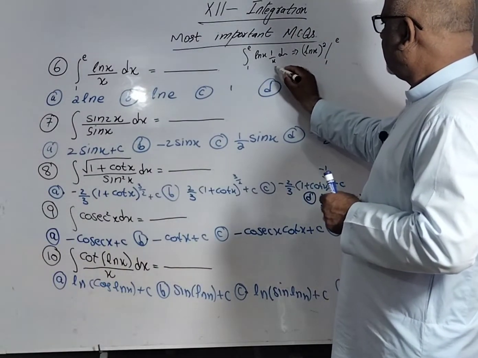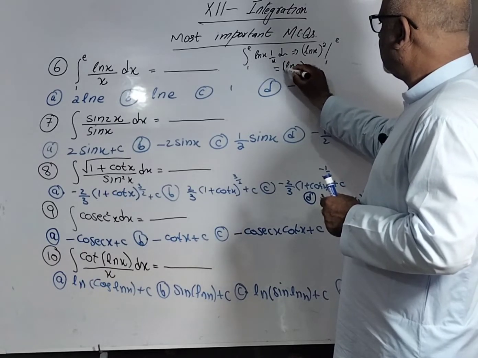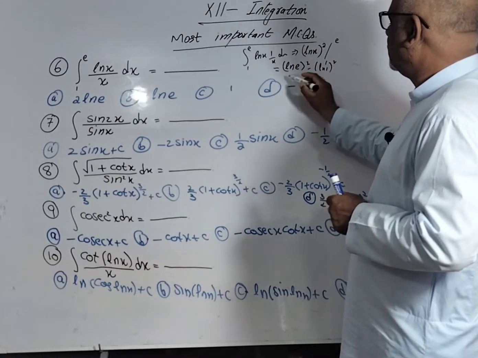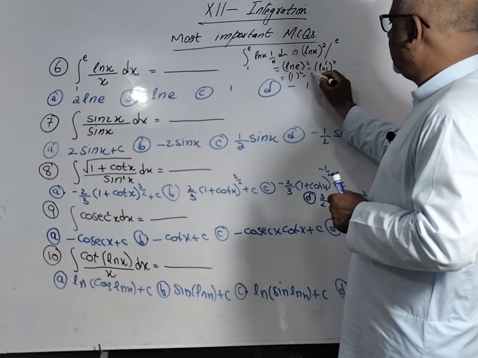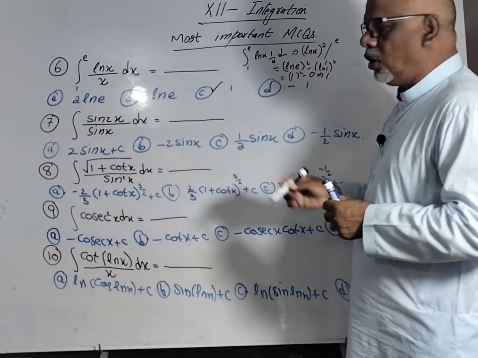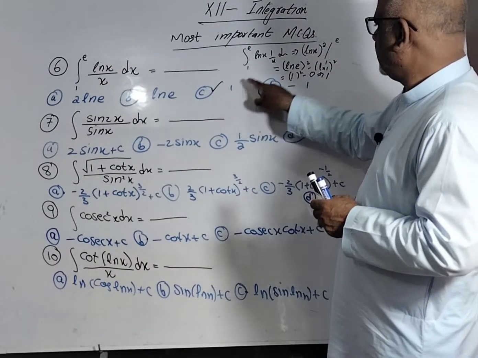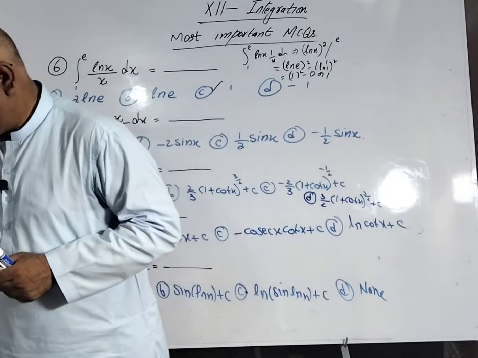So now here we have to apply the limit, upper limit minus lower limit. So ln e is equal to 1, ln 1 is 0. That means the result is 1. So the C option is correct here, and we have discussed the solution of this equation here.